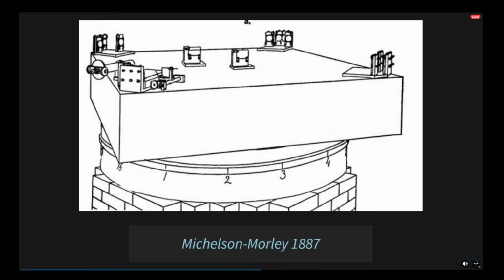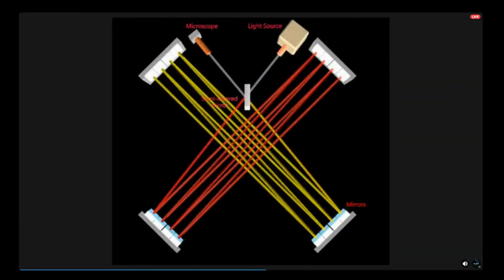So we have the 1887 Michelson-Morley setup. Here's a little cartoon graphic of what the apparatus looks like. The actual picture that you see isn't very good, the lighting sucks on it, so I don't care. I use the cartoon picture. So here's a topographical view of what the beam path would look like.